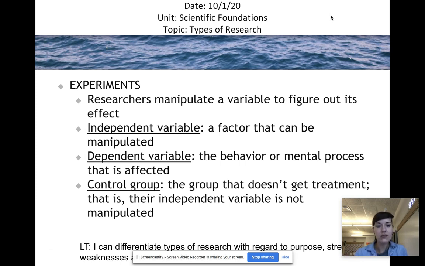All right. And then in an experiment, we always have 2 groups. So we have an experimental group. They're the ones getting the treatment. So in our experiment, they would be the people drinking coffee. And then we have a control group. This is the group that doesn't get treatment. Their independent variable is not changed. So in our experiment, this would be the group that does not get coffee. Okay. So that's a quick and dirty on an experiment.